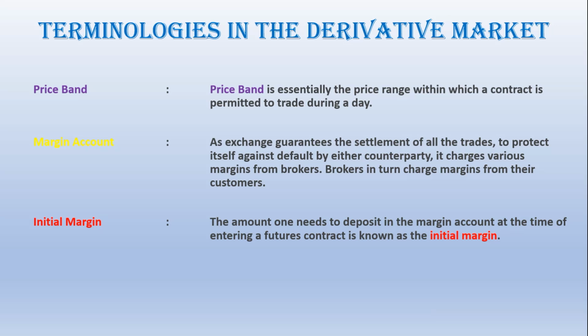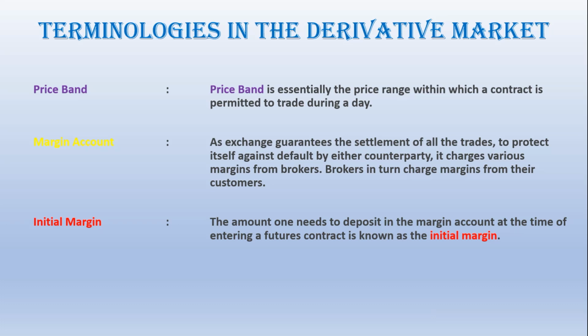What is margin account? An exchange guarantees the settlement of all the trades to protect itself against default by either counterparty. It charges various margins from the brokers. Brokers in turn charge margins from their customers. This is called margin account. What is called initial margin? The amount one needs to deposit in the margin account at the time of entering a futures contract is known as initial margin.